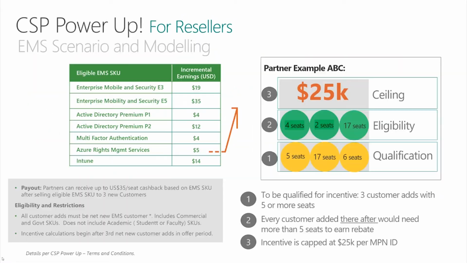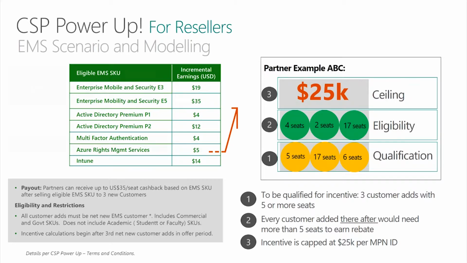This is just another example of the EMS one. So on EMS, if the 5, 17 and 6 seats get them across the line, and then the 2, 17 and 4 seats, they qualify for cashback, and that's sealed then at $25,000. They must be net new EMS customers, so not had EMS before, and again it includes commercial and government. It doesn't include the academic SKUs.